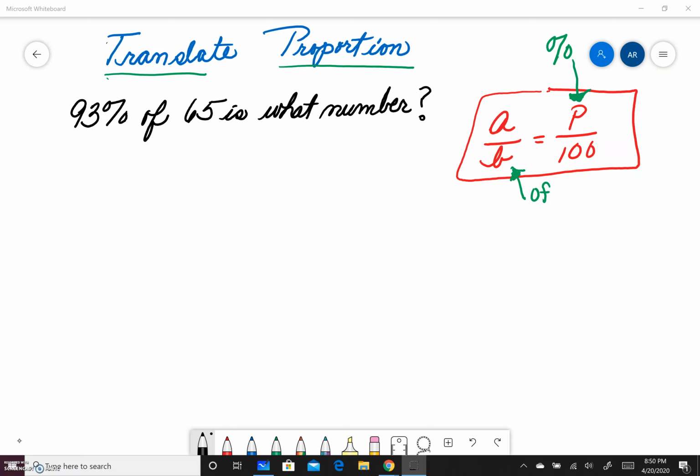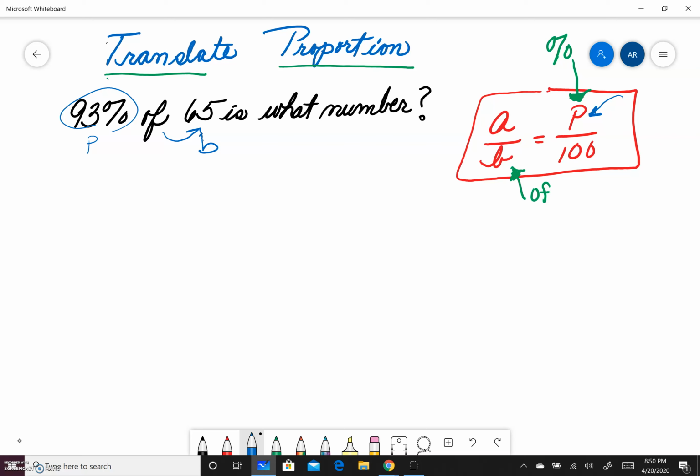Now, when we're reading this, anything that follows the word of would be the base. So if you look over here, what's following the word of is 65. So that's going to be your B. Over here, we see 93%. So that's our P. That one's the easy one. Anytime you see a percentage attached to it, you know it's going to go right here in the equation.